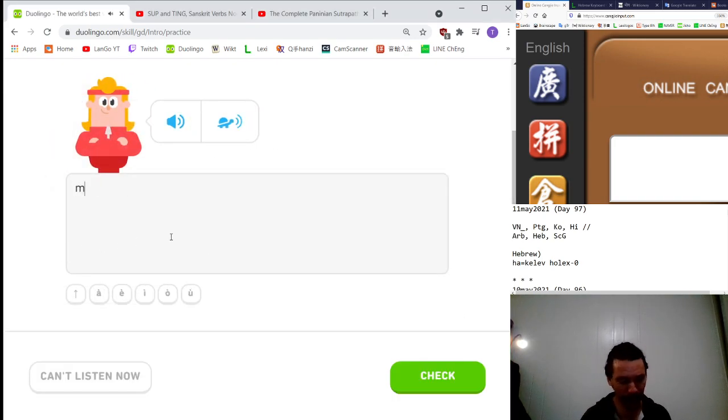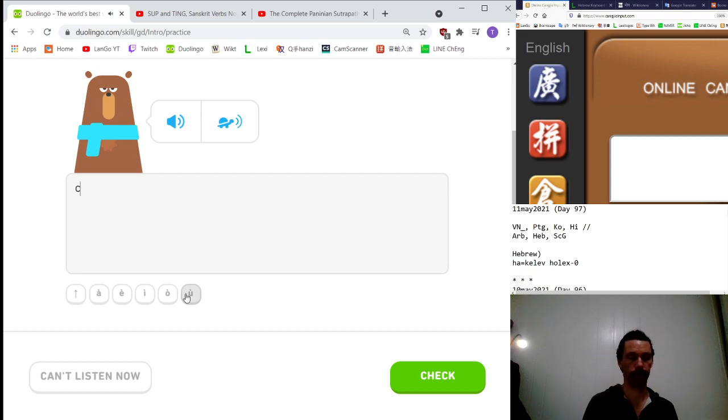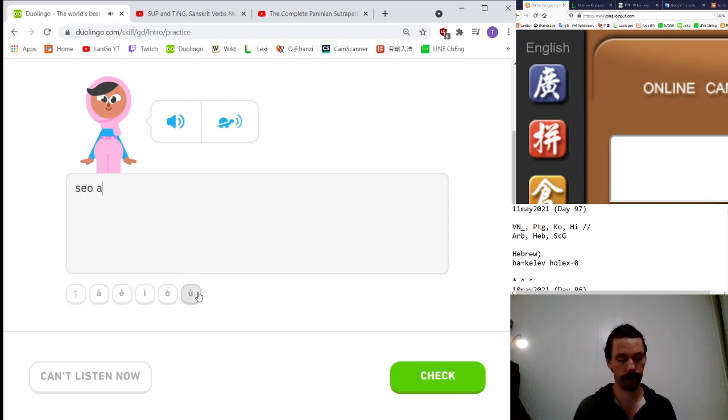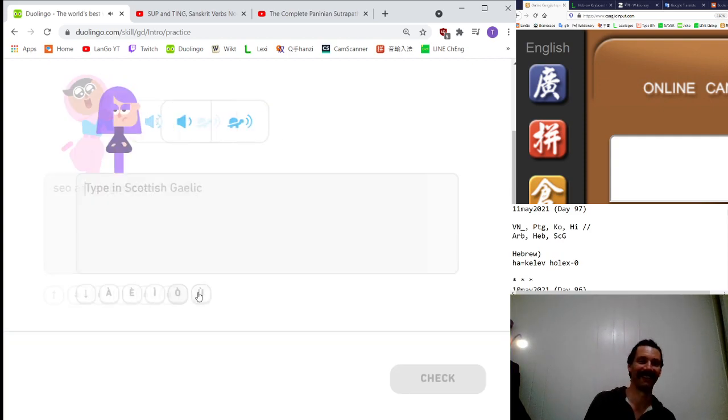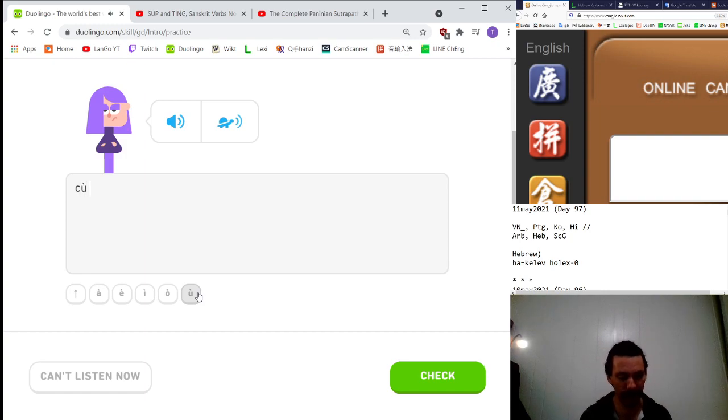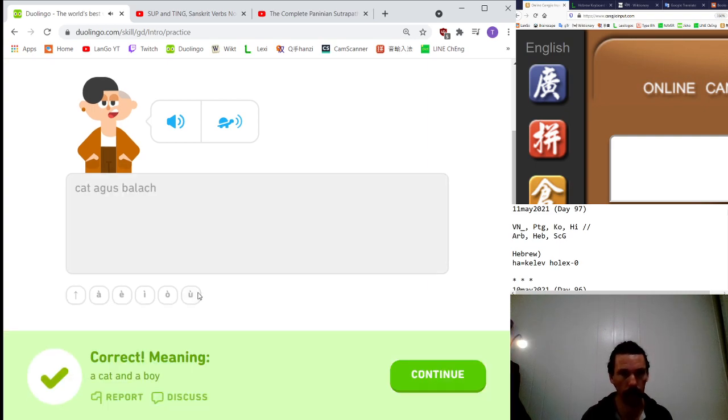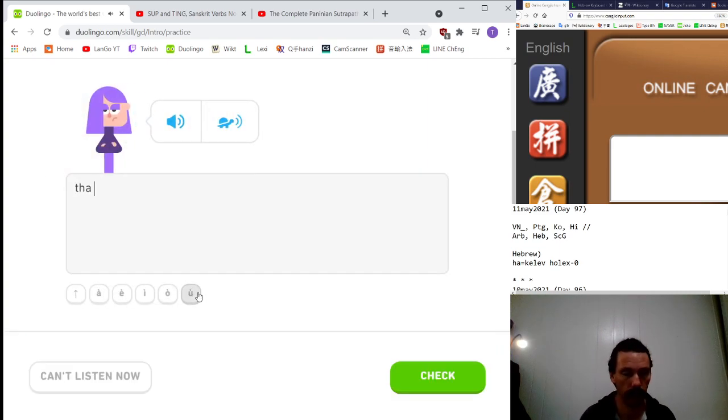Mook agus coo. Agus coo. Pig and a dog. Coo agus cat. Dog and a cat. Sho Anna agus kerk. This is Anna and a chicken. Coo agus baloch. With raising a bit of a and syllable two, baloch. Coo agus baloch. A dog and a boy. Cat agus baloch. Cat and a boy. Baloch. Ha Eli Moore. Ellie is big.